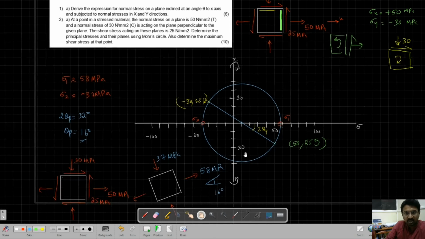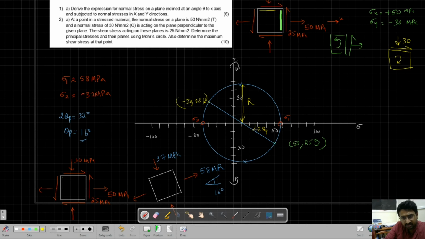Okay, now that is done. Now, is it done? No. Principal planes are over, principal stresses are over. Also determine the maximum shear stress. So they are asking what is the maximum shear stress. In this circle, the maximum shear stress corresponds to these two points. Now it is nothing but the radius, right? So this is the maximum shear stress. This is nothing but radius. If I find the radius of the circle, you can find the maximum shear stress.